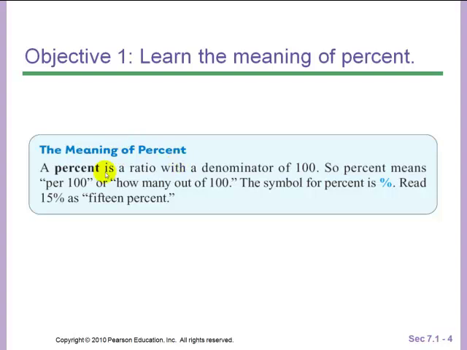The meaning of percent. A percent is a ratio with a denominator of 100. Percent means per 100. That root word cent is the same as cents. There's 100 cents in a dollar, or century. There's 100 years in a century. So per cent is per 100, or how many out of 100. The symbol we use for percent is the two circles with the slash through it. So something like this is read as 15%.